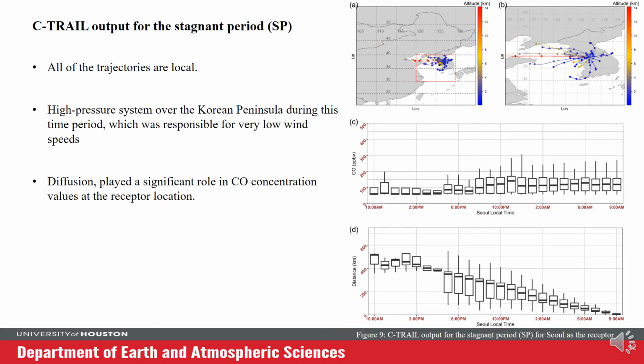For a stagnant period, it was a different story. So as you can see from the figure, all the trajectories were local because it was a high pressure system over Korean Peninsula during this period. And long-range transport was really not important at this area because the concentration of the high distance areas were very low, and diffusion played a significant role in CO concentration over this period of time.